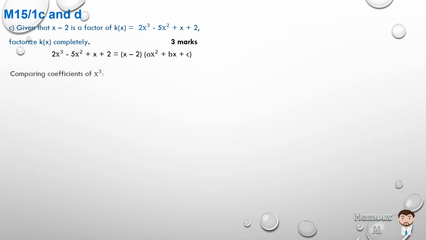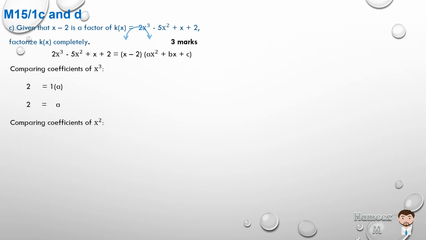Let's compare the coefficients of x cubed. On the left hand side, that is 2. And on the right hand side, how do we get x cubed? We multiply the first term in the linear by the first term in the quadratic. Because that will be 1x times ax squared. So that's 1 times a, because we're just comparing the coefficients, the numbers in front of the x cubed. So 2 is equal to a.